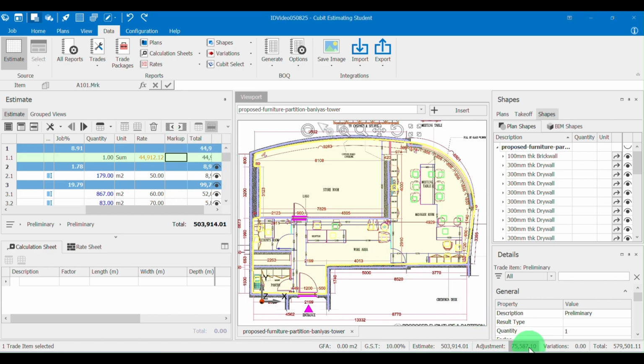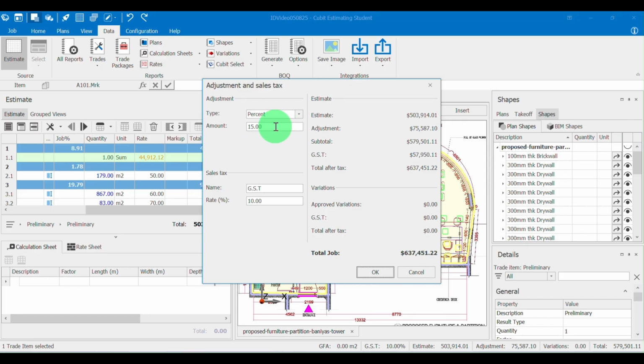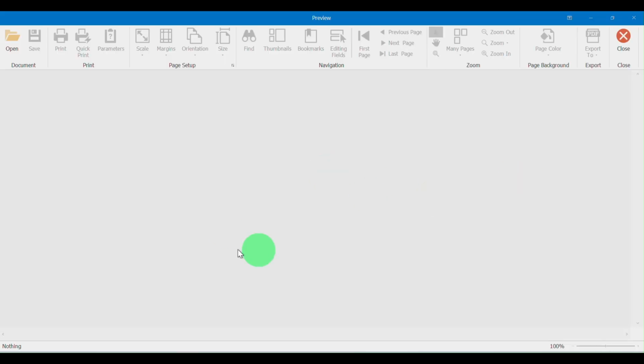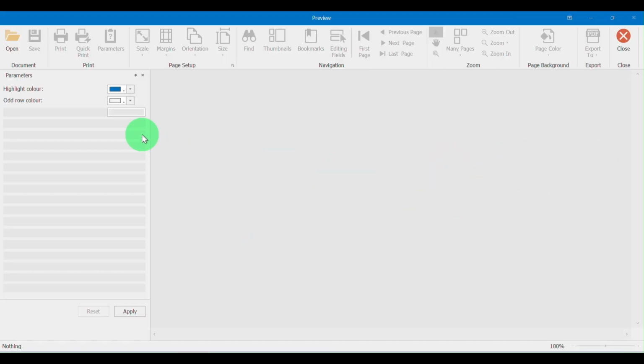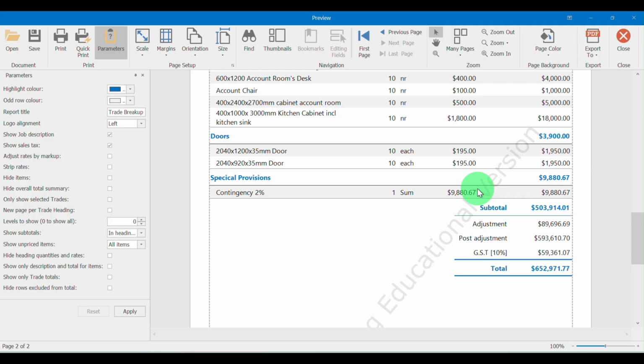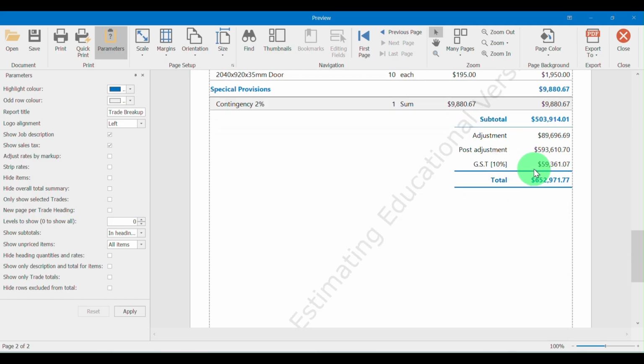So come back to the QB software. I will click adjustment and click percent 17.8%, and you can see the adjustment for overhead profit is 80 around 90,000, and click OK, and see here the tender. Please wait for a moment. So this is our tender revenue. We can use it to submit for the client and to compete with other tenderers.